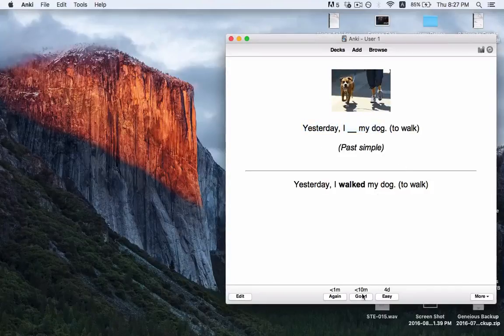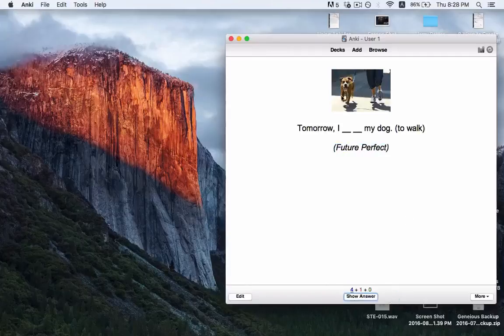So I'll go more into depth on that in the future, but it's always good to have something that helps you with the context. Whereas obviously if you just had "I something my dog" to walk and you didn't have the hint here, it could be any tense. Whereas with yesterday, it's not going to be "yesterday I will walk my dog", or "yesterday I'm going to walk my dog". It's always something in the past tense with yesterday, which happened in the past.